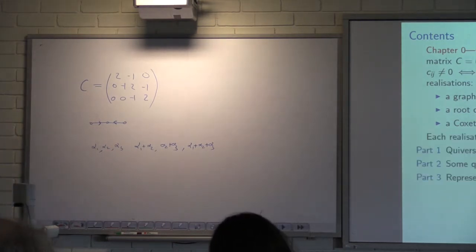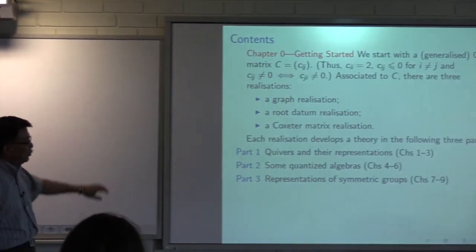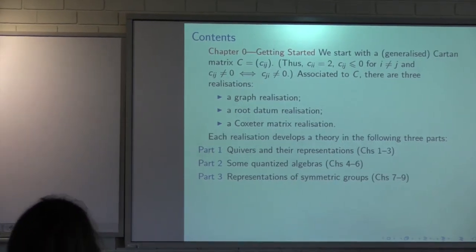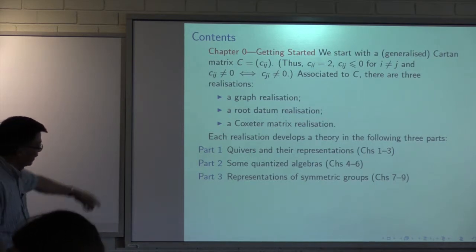Then each realization develops a theory in the following 3 parts. Part 1, quivers and their representation, which contains 3 chapters. We talk about quivers like this and their representation, classification, Gabriel theorem, and of course we use a relatively new method, using various morphisms, to discuss the non-semisimple case.